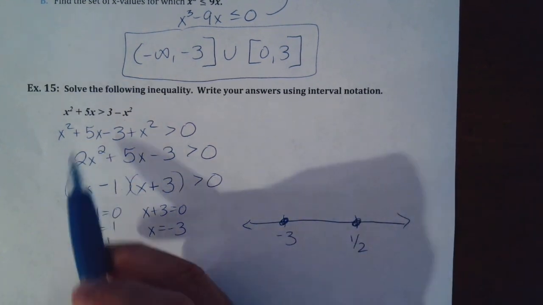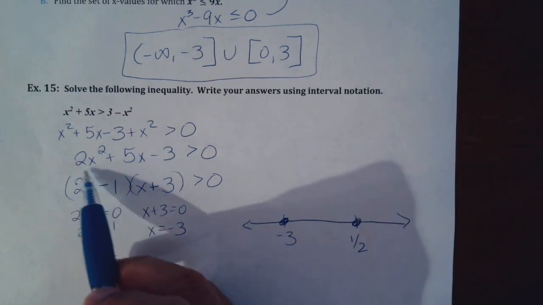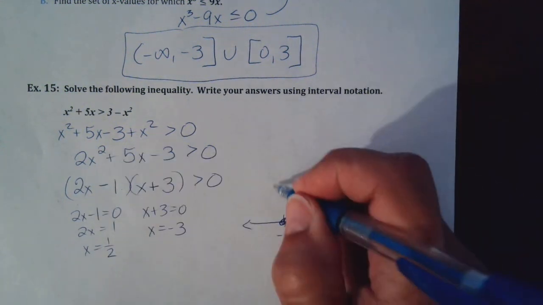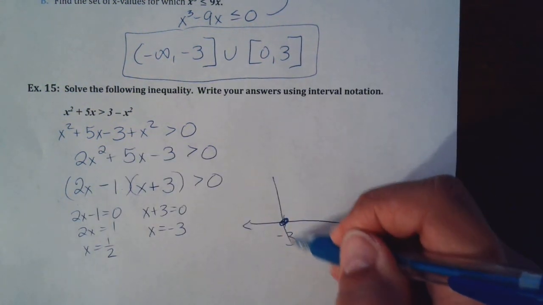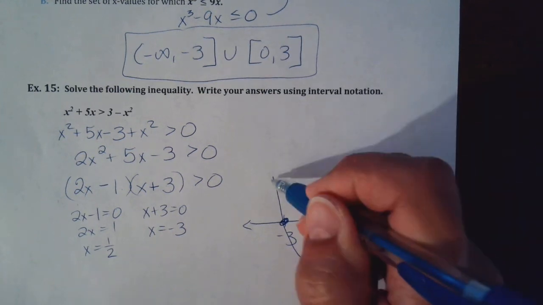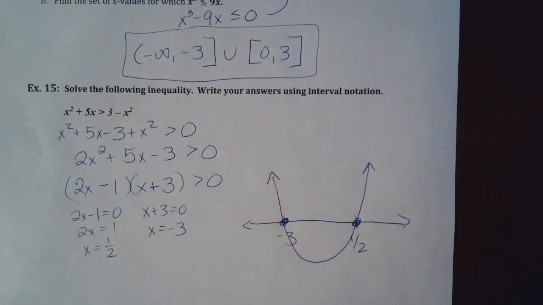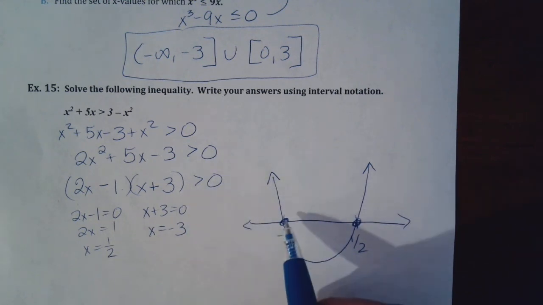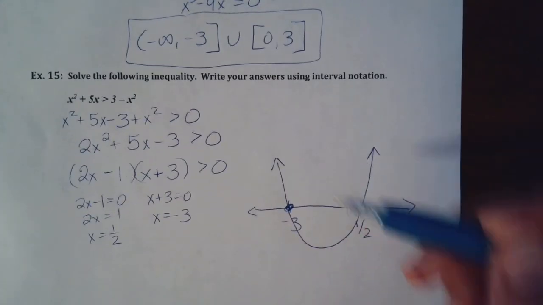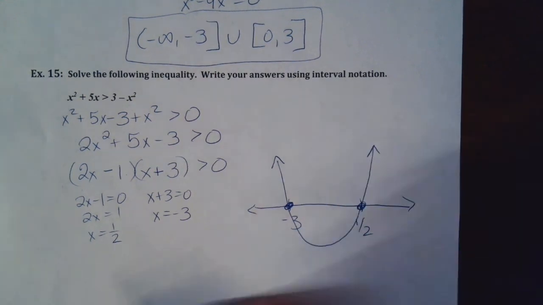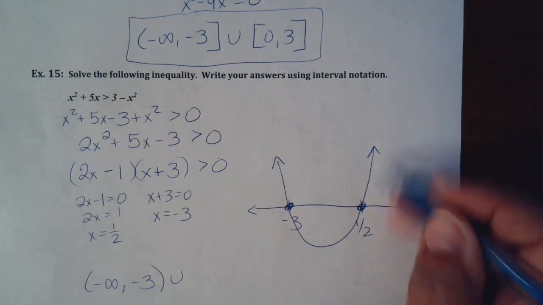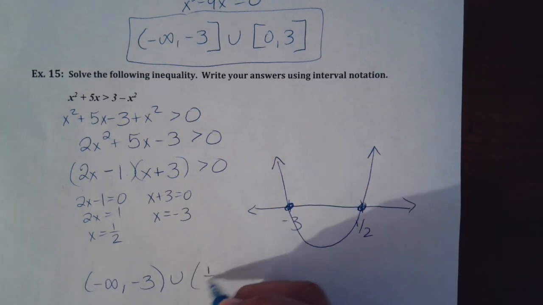And then this is a positive leading coefficient, right side up, and even exponent, so both sides are up. So they're just going to cross like that. All right. Okay, and I need to know, where is this graph just greater than 0? So not including those. So they're greater than 0 over here. So that's -infinity to -3. And then it's also greater than 0 over here. So that's 1/2 to positive infinity.